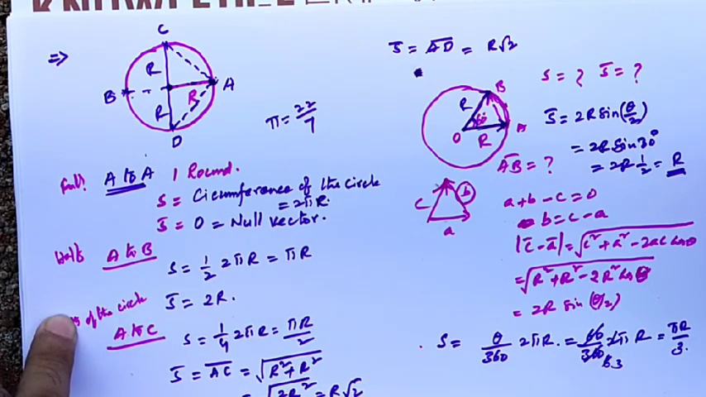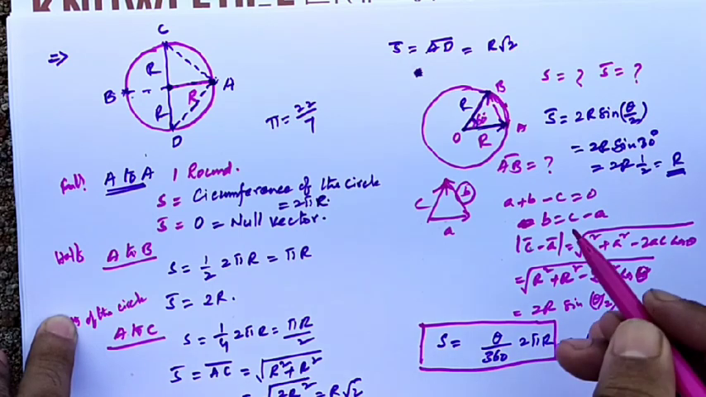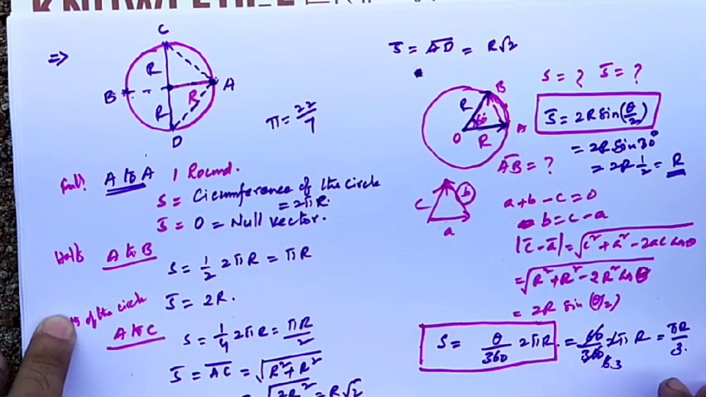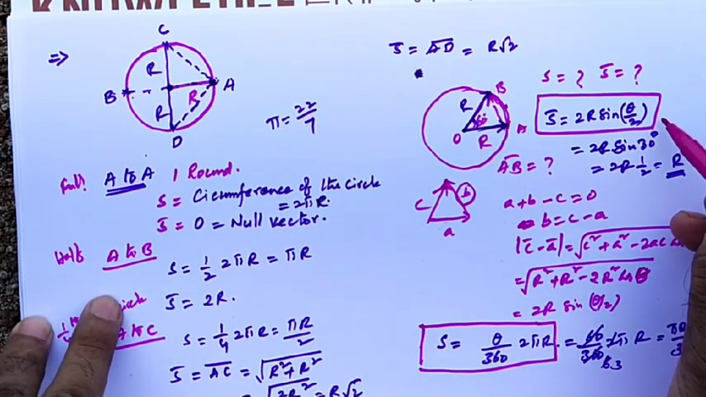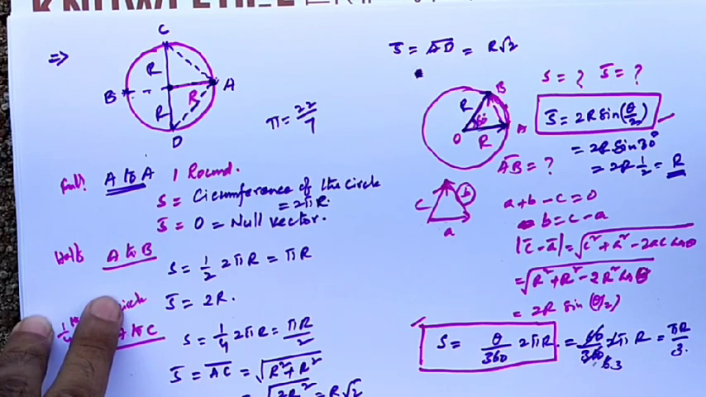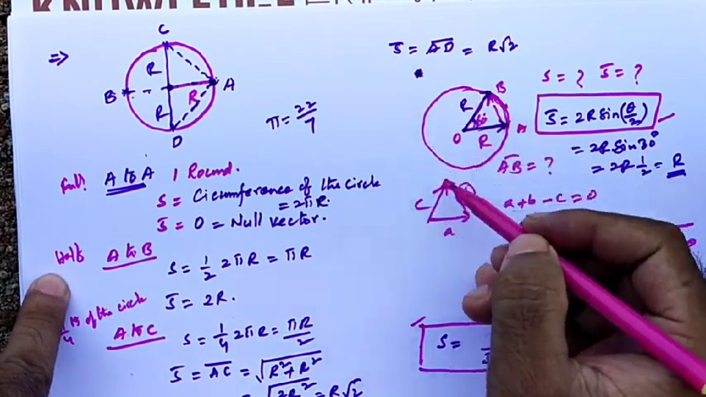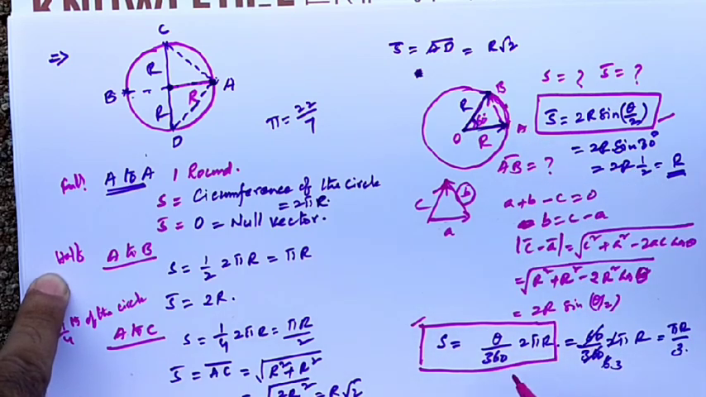Got it? So these are the formulas related to distance and displacement when the angle is given. Just remember this. Displacement is this, distance is this. So if the body completes 1.5 rounds or 2 rounds, how to calculate distance? Here you will be taking just n. n will be 1 if it completes 1 round. If it completes 1.5 rounds, you will be taking 1.5.